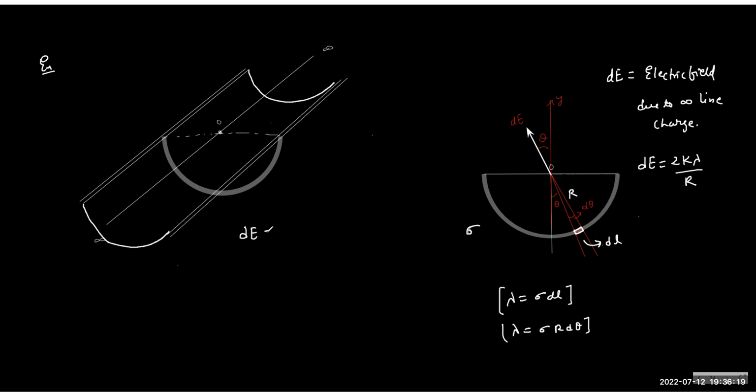So dE turns out to be how much? 2k by r, and lambda is sigma r d theta. This is the dE value, but what we want is dEy. So I will multiply with cos theta. Is this clear? So dEy turns out to be how much? 2k sigma, r gets cancelled, and then we have cos theta, and then we integrate from where to where.